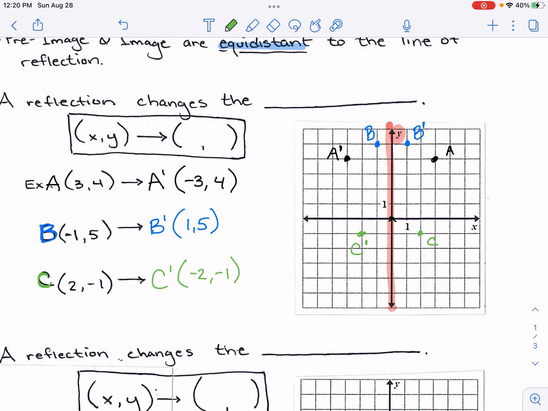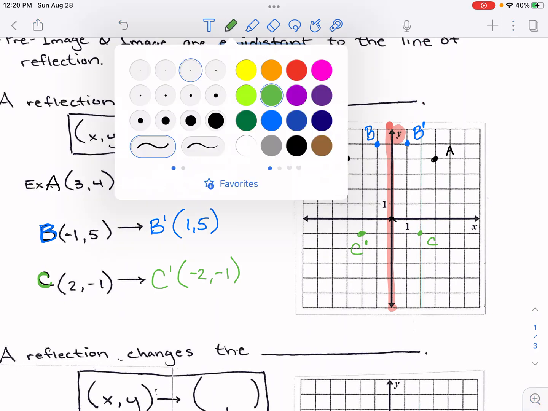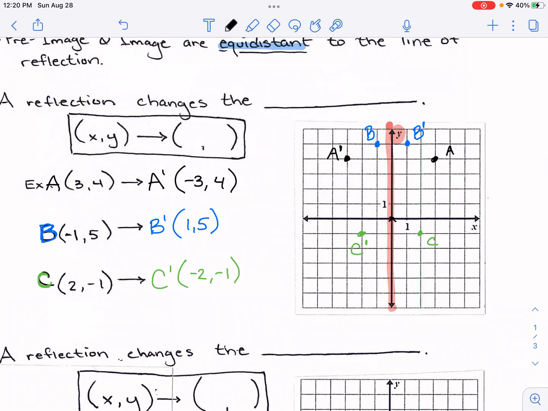Okay. Now we have some things that we can notice. First thing you can notice, this part you don't have to draw. But I want you to notice that when we connect our pre-image and our image, so I'm gonna connect that for all of them. These lines are always perpendicular to our line of reflection, meaning that it forms a right angle with that red line. It's kind of like an L or a T, right? So that's always a property that happens, that the pre-image and the image is always perpendicular to the line of reflection.